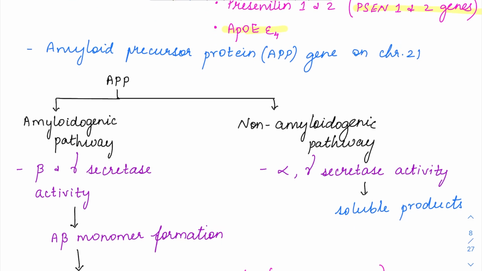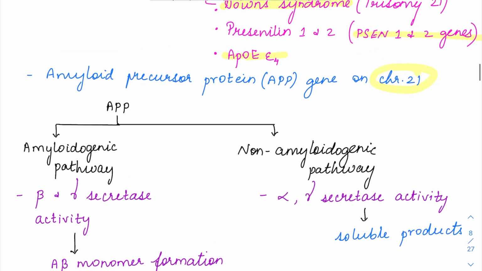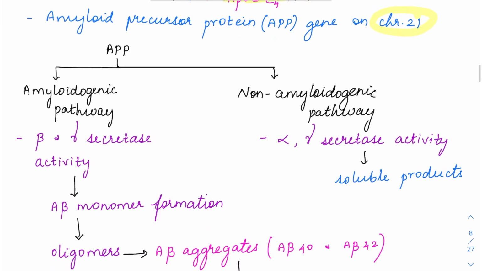What happens actually in Alzheimer's disease is that there is a protein called amyloid precursor protein. The APP gene is located on chromosome 21. We all know chromosome 21 trisomy happens in Down syndrome. So this amyloid precursor protein is going to be present in extra number, rather than in normal people, and that is why Down syndrome people are much more prone to getting Alzheimer's disease at a younger age. Okay, remember that.